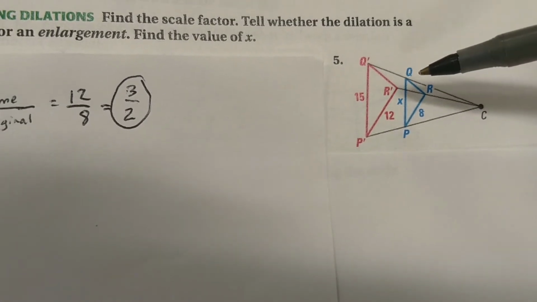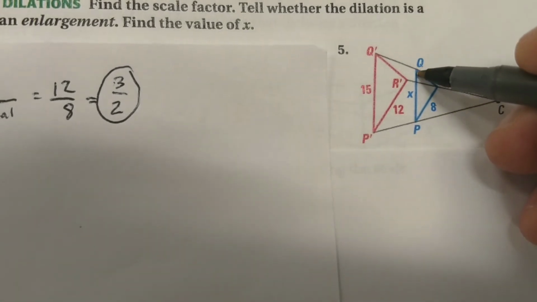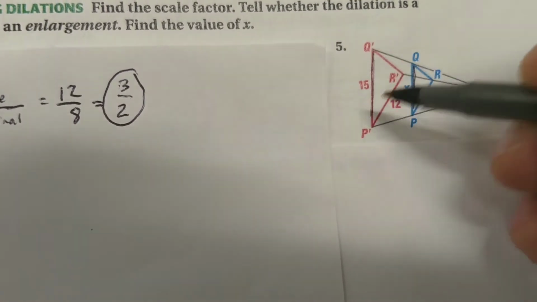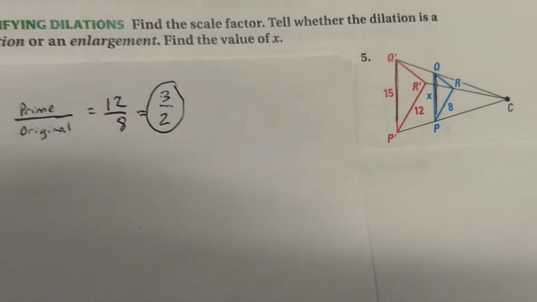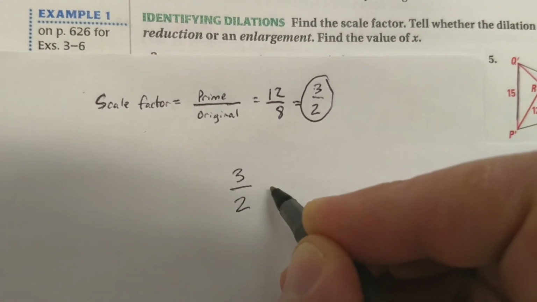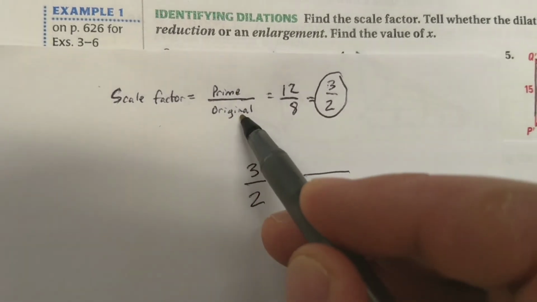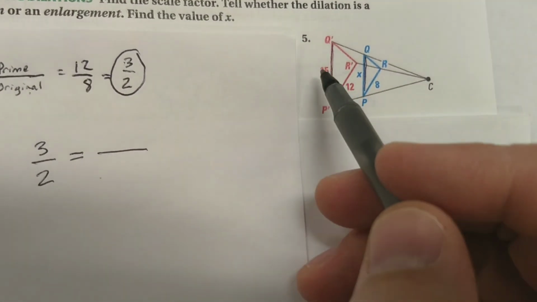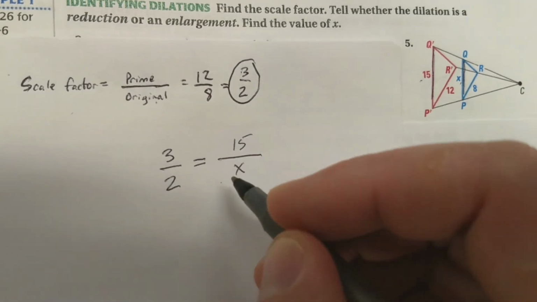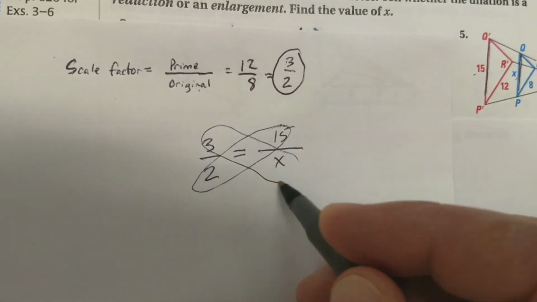Okay, so we know it's an enlargement, we know the scale factor is 3/2, but let's find the value of x. Well, x is this length in the original image, and it corresponds with this length, 15, in the new prime image. We can set up that same scale factor, and say, since we know the scale factor is 3/2, that must be equal to the prime length over the original length. The prime length here is 15, and the original length is x: 15 over x. So now we have this equation where we can use cross products to solve.